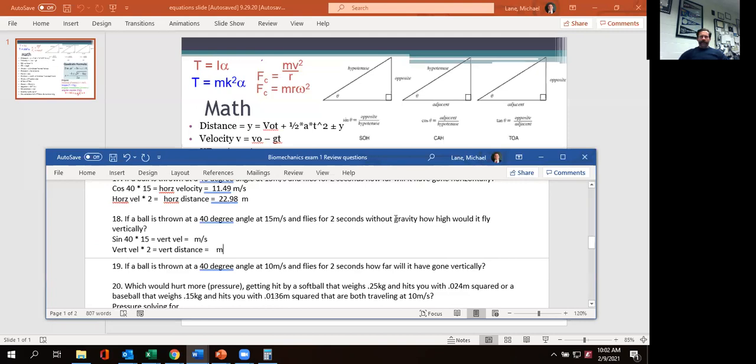So since there's no gravity, you just plug a 0 in for the acceleration for the vertical. So obviously anything multiplied by 0 is 0. So it's good. It just makes it a moot point.